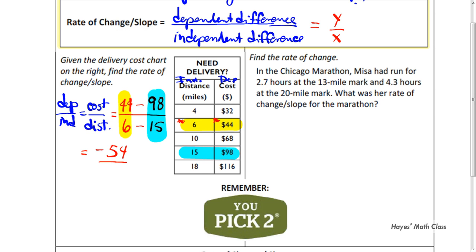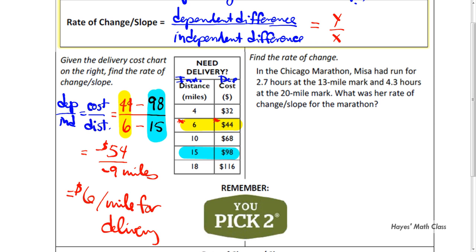So we get negative 54 on the top. And again, remember, that's going to be $54 because we're talking about cost. And on the bottom, I have negative 9 miles. And the nice part is if you put the labels in here, you automatically get the context, because if I divide negative 54 by negative 9, I get 6. But if you were to ask, what does this mean? Oh, this slope, this rate of change is $6 per mile for delivery. Done. And that's your answer.